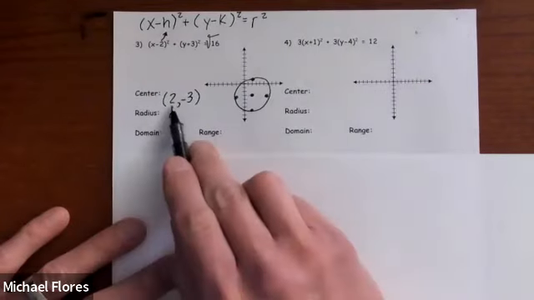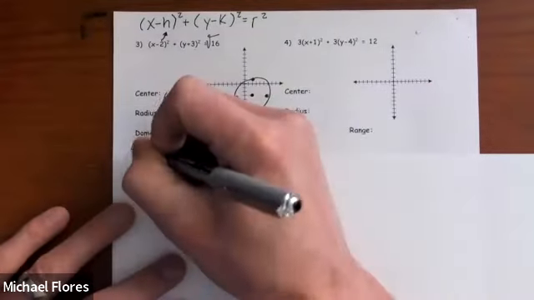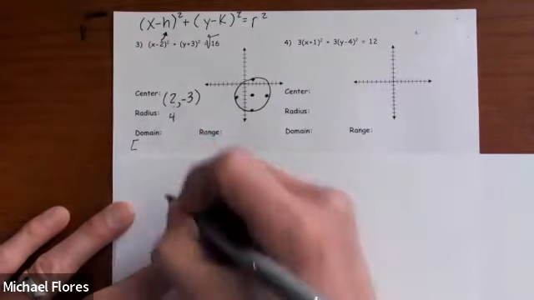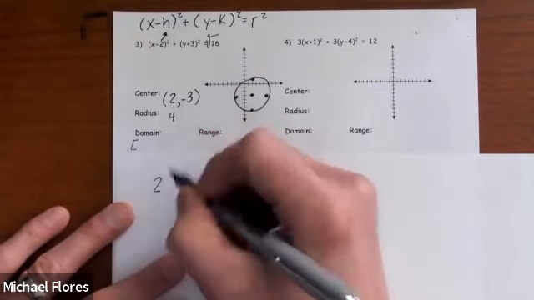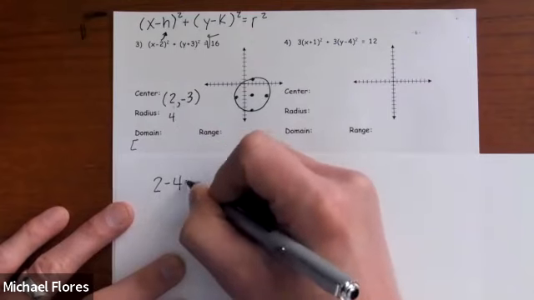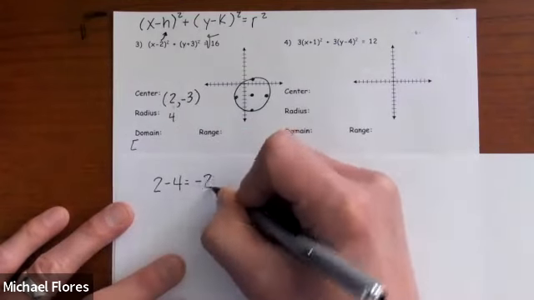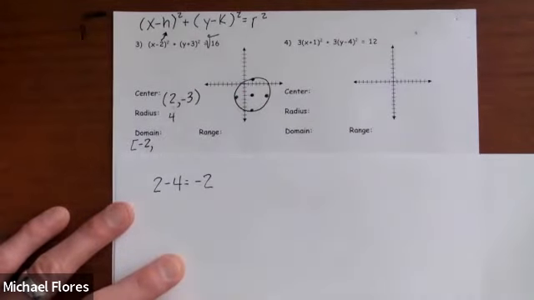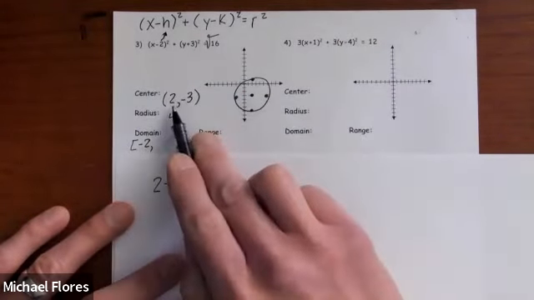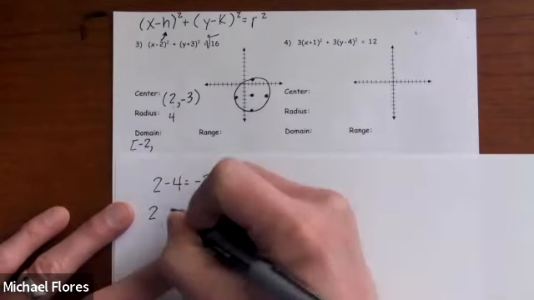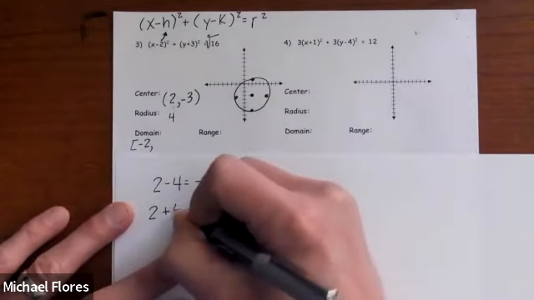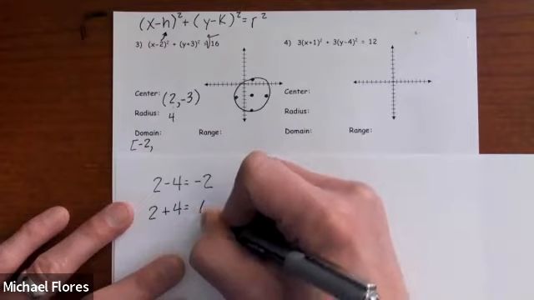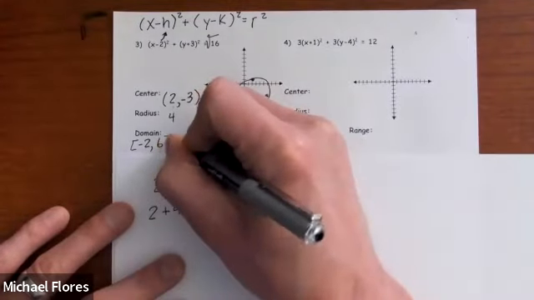in order to do our domain, let's do our h value minus the radius. And now we're gonna do our h value plus the radius. That's our domain.